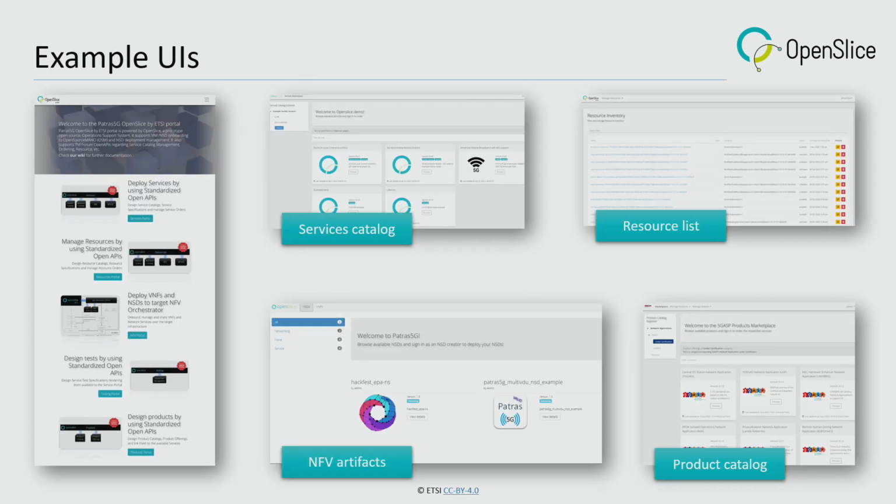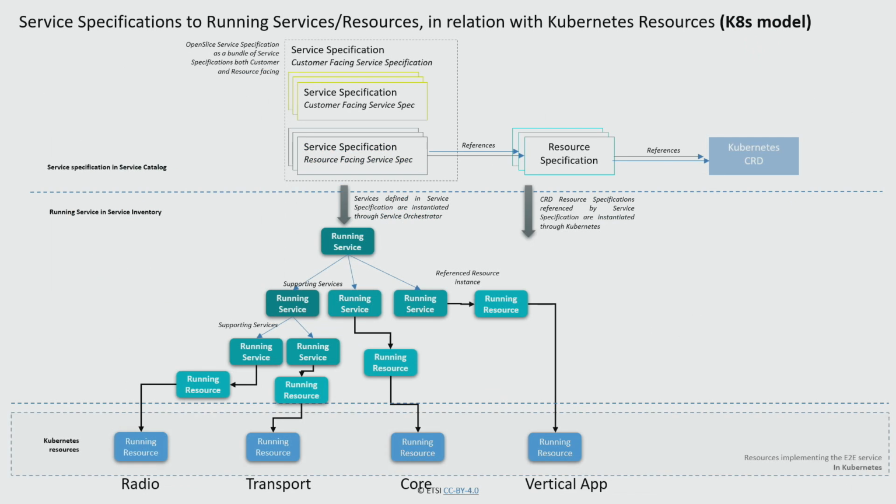These are the respective UIs that are mainly built out of the layers imposed by TMF. So this is the reason that you can see service, product, and resource UIs, and also a UI that enables the user to manage NFV artifacts.